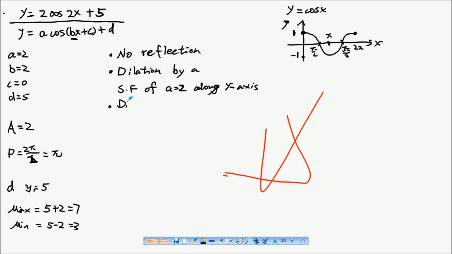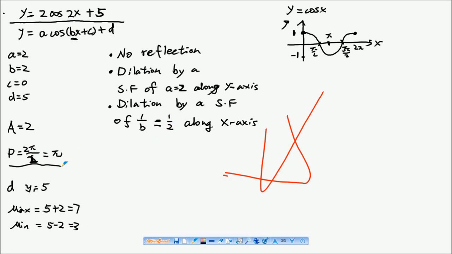Okay. And we have another dilation which is inside the bracket. So dilation by a scale factor of 1 on B, which equals half, along the x-axis. It means the period actually shrinked to half, so the period is basically 2 pi divided by B, which is pi here.